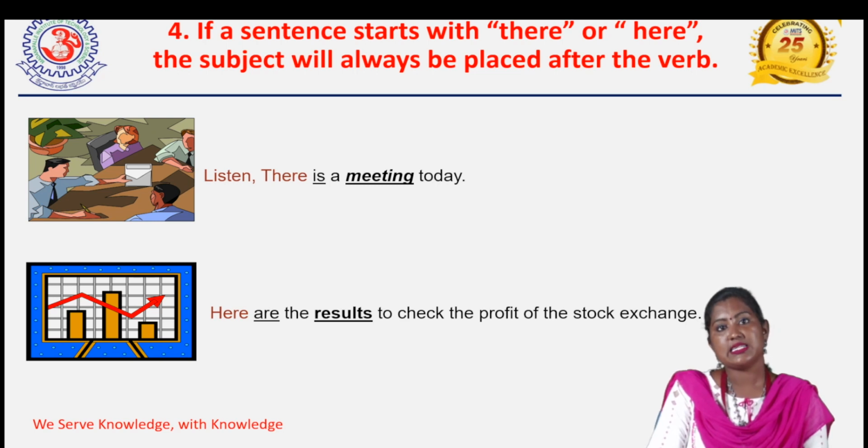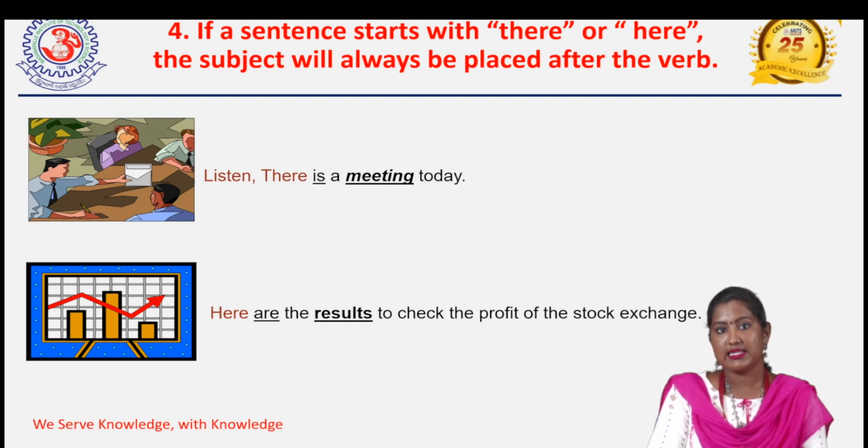Okay. If a sentence starts with there or here, the subject will always be placed after the verb. For example, listen, there is a meeting today. You can ask whether we are violating the subject verb agreement. Sometimes the verb comes first and the subject follows next. So in this case, the subject will always be placed after the verb, not in the beginning. So: listen, there is a meeting today.